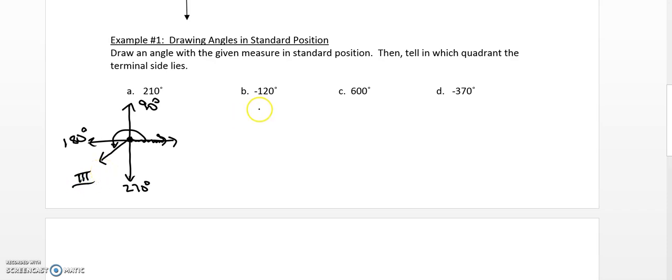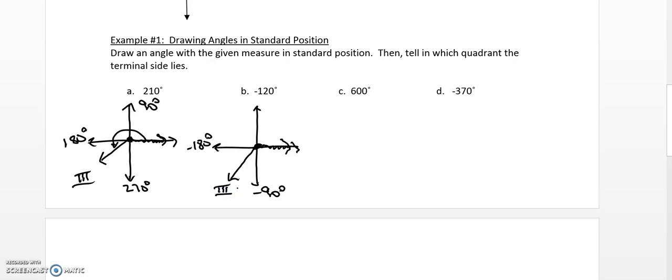All right, next one. Negative 120 degrees, so we're going to go in the other direction. So we'll have the initial side here, which goes like that. And then now this will be negative 90. If we open up this way, we're going negative 90 degrees. All right. If we go from here to here, then you're going to end up at negative 180. So negative 120 falls between negative 90 and negative 180. So that's going to be about right here, which is also in quadrant 3.